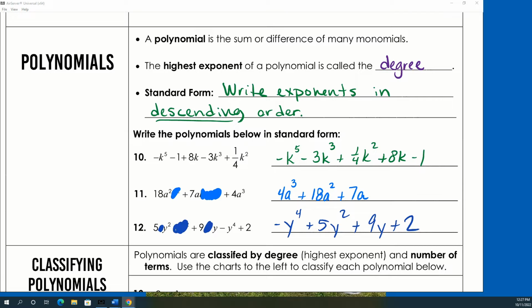Okay. So the highest exponent is the degree. So this one has a degree of 4. This one has a degree of 3. This one has a degree of 5. All right, now we're going to classify by degree and by number of terms.